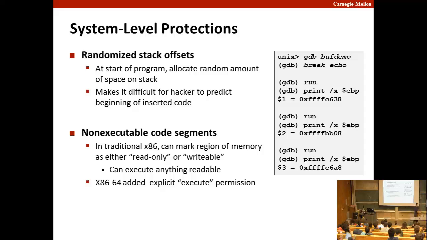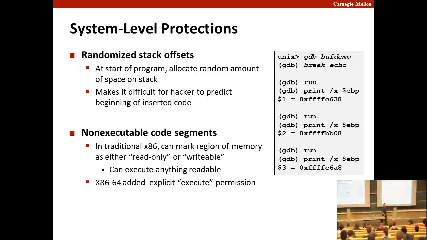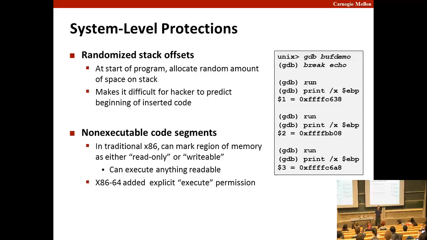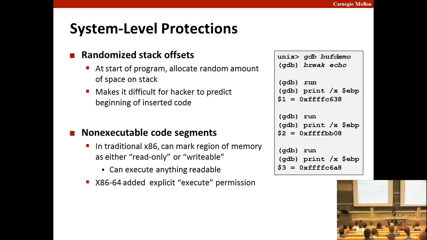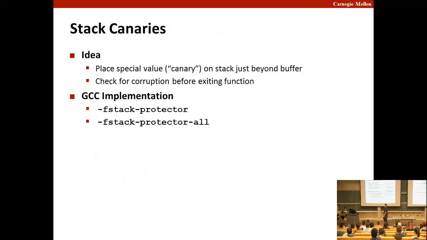Non-executable code segments are the best idea. Simply don't allow code to run out of the stack. Make the stack readable and writable, but not executable. Right? This did not exist in the 32-bit architecture; the original x86 architecture didn't support that. The newer 64-bit architecture does.